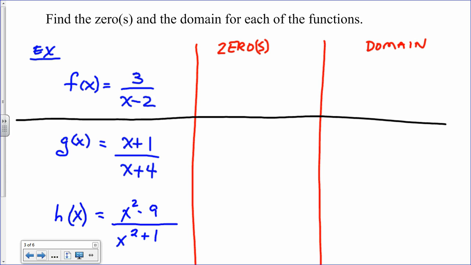Okay. For the zeros of the numerator, when it's just 3, there's no way you're going to get 0 there, because you don't have an x to plug in. So if it's just a number, then you don't have any x-intercepts, because there's an asymptote right there on the x-axis. So you can write none or NA.